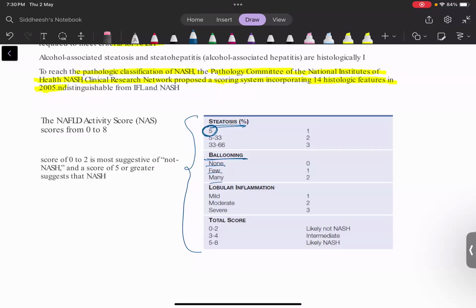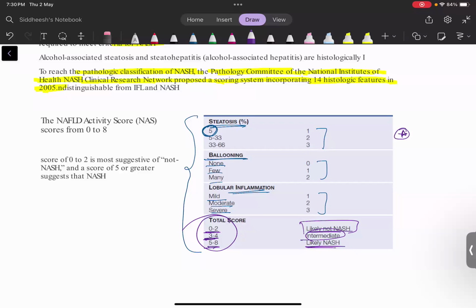I'm going to show you how these things appear under the microscope as well. What about the lobular inflammation? Mild, moderate, severe. Now, pathologists, by use of some AI system, are going to mark your biopsy. In the end, they will get the total score. So 0 to 2, nothing, no need to worry. About 3 to 4, intermediate NASH. 5 to 8 is what? Likely NASH. Perfect.